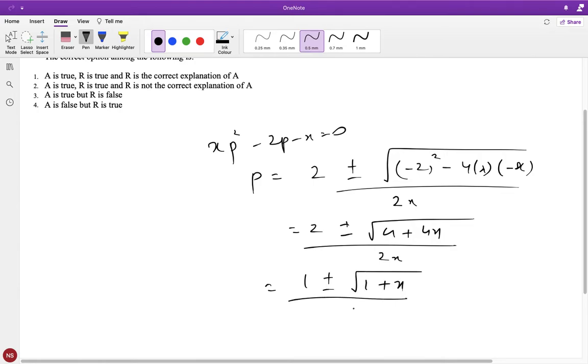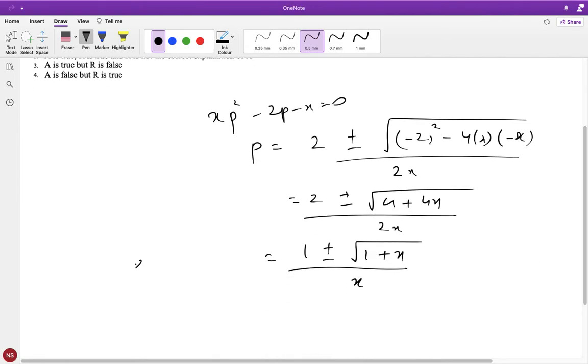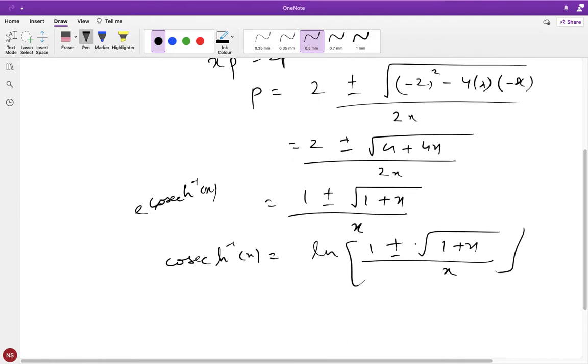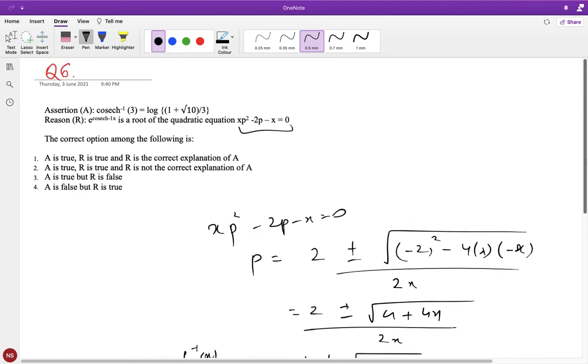So 1 plus root of 1 plus x square by x, which is equal to e to the power cosecant hyperbolic inverse of x. So cosecant hyperbolic inverse of x is equal to natural log of 1 plus minus square root of 1 plus x square by x. So plus sign when x is greater than 0 and minus sign when x is less than 0. This is implied from R, right? This is from R. And we already know that cosecant hyperbolic inverse is defined by this. So R is correct.